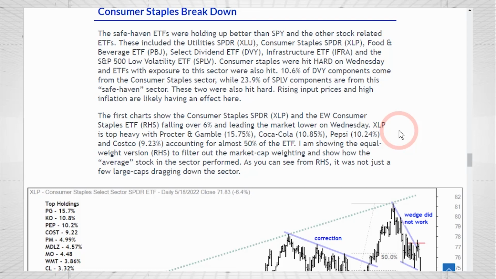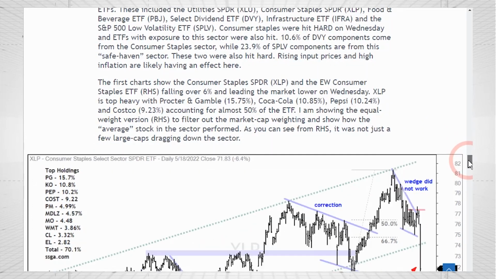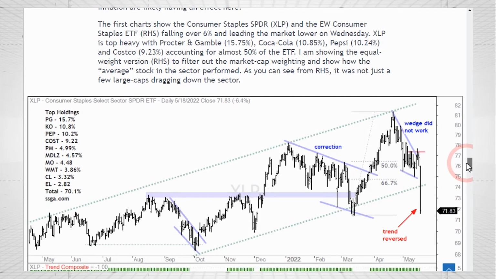First we had technology get hit last year, and then we got banks getting hit, industrials, and now we're seeing consumer staples get hit. They have joined the downtrend. So energy and utilities are the only two sectors left in uptrends. And so it shows you that nothing is safe.